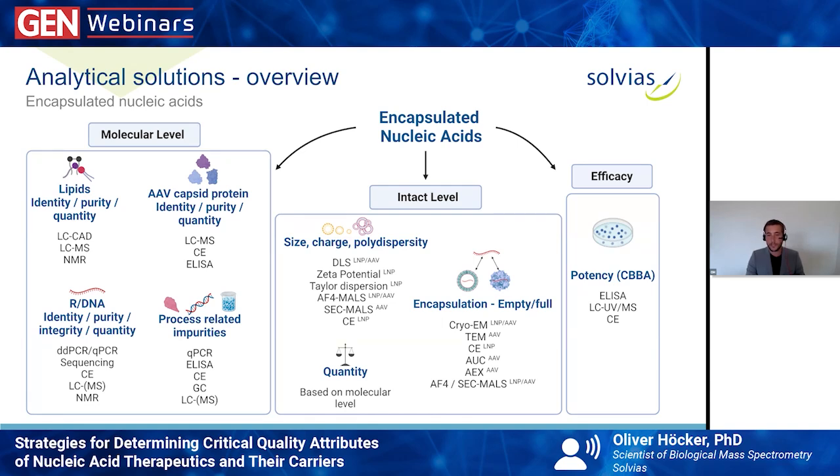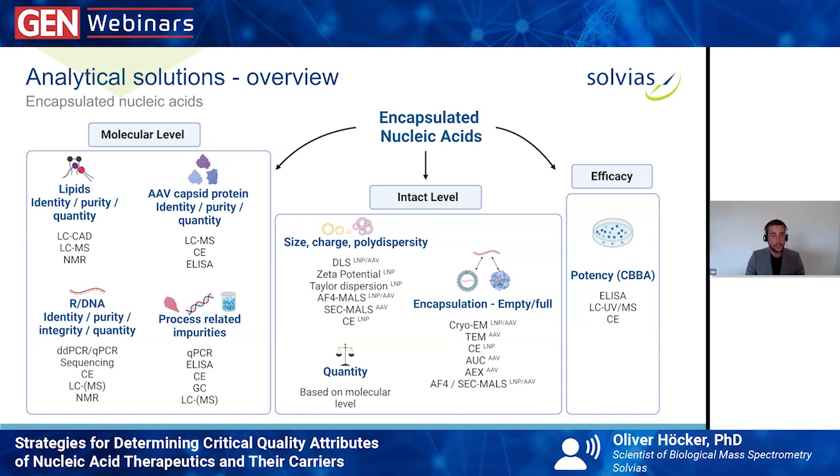And of course, also the mentioned encapsulation efficiency or empty full ratio, where we can use microscopy, capillary electrophoresis, ultracentrifugation, and so on. Last but not least, you can also check the efficacy, like a potency assay, which we'll talk a bit about later.